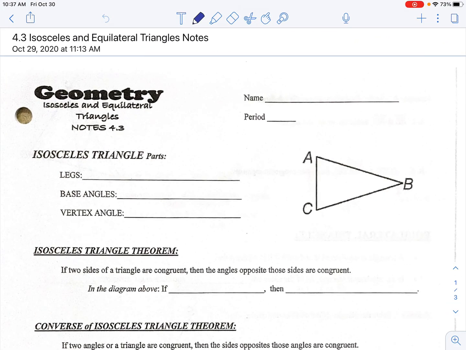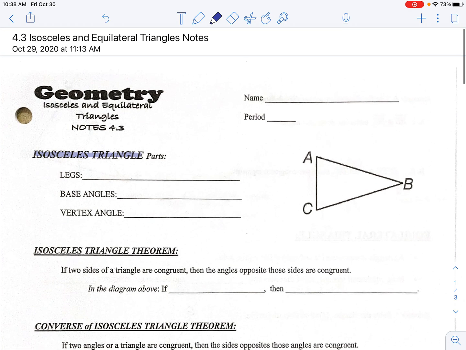Today we're going to be learning 4.3, which is about isosceles and equilateral triangles. We learned in 4.1 the classification of these. We know that an isosceles triangle is a triangle that has two sides that are equal, and an equilateral triangle is a triangle that has all sides equal. We're going to learn a couple other facts about them.